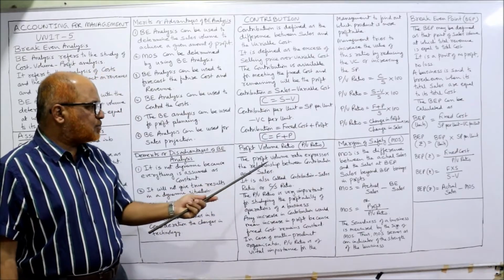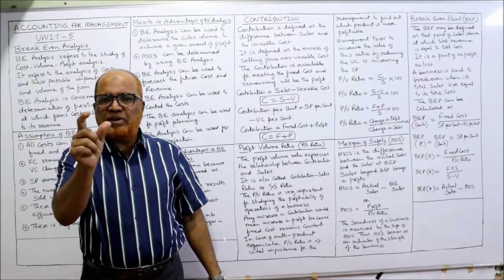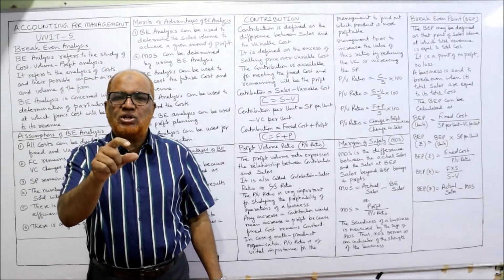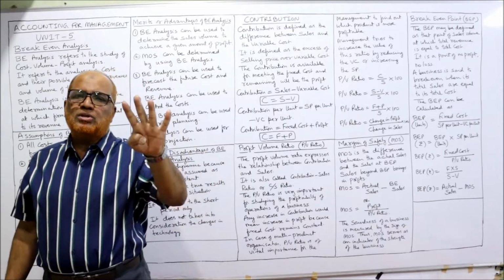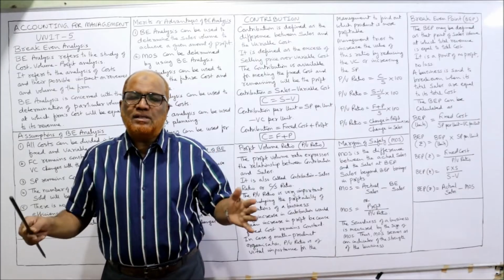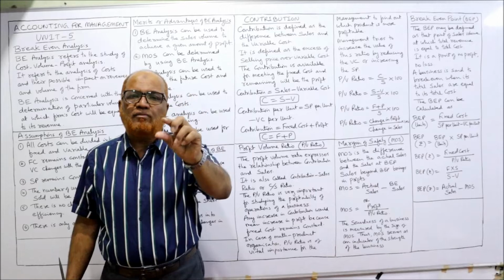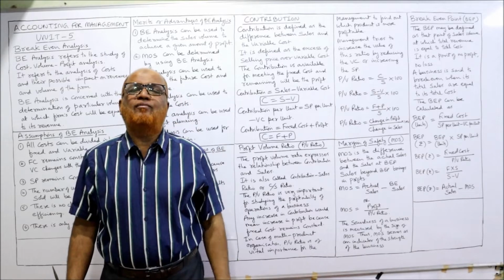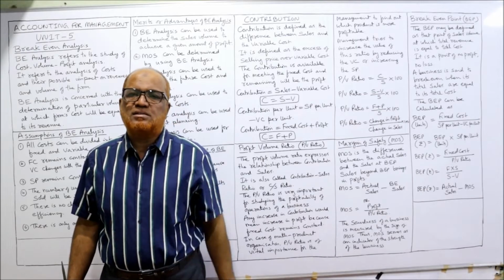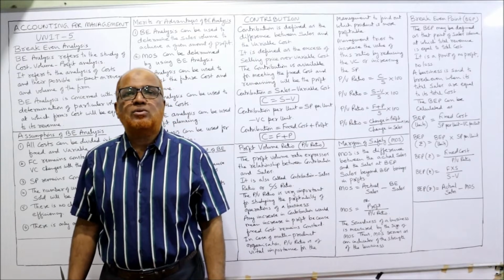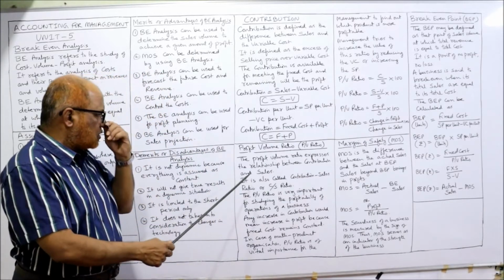So the PV ratio expresses the relationship between contribution and sales. So this PV ratio shows the relationship of contribution to sales. Example, in a business the contribution is 4 lakh and the total sales are 10 lakhs. So we calculate PV ratio, 4 lakh divided by 10 lakh into 100, 40%. That means for every 100 rupees of sales, we are getting 40 rupees as contribution. So PV ratio is also called contribution sales ratio, CS ratio.